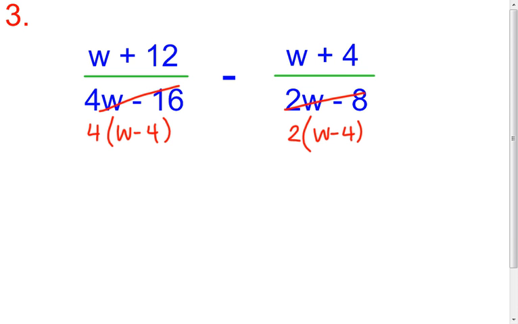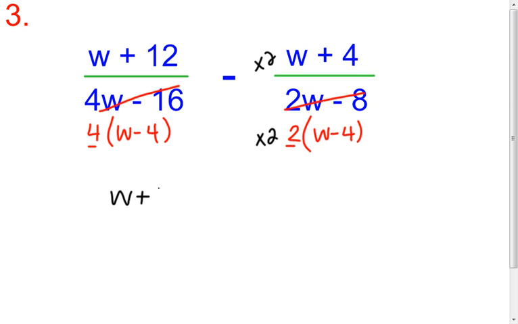You can see if you look at your denominators, each denominator has a w minus 4 in it, but this one has a 4, and this one has a 2. So in order to get common denominators, I need the common denominator between the 4 and the 2, which is obviously 4. So I'm going to need to multiply this fraction by 2 and this fraction by 2. Okay, when I do that then, this is what I'm left with.